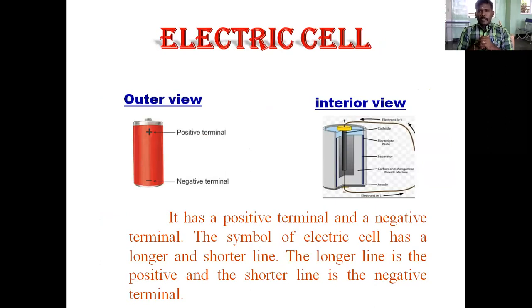The cell has a positive and a negative terminal. Each and every cell has two terminals: one is the positive terminal and the other is the negative terminal. And how will you identify which one is positive and which one is negative? In a cell or battery, the symbol plus indicates the positive terminal, and minus indicates the negative terminal.